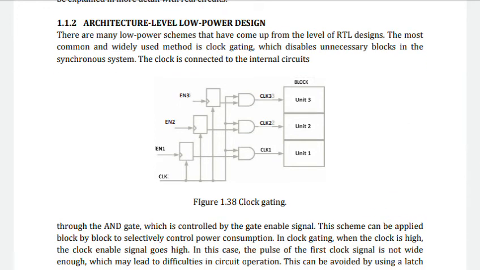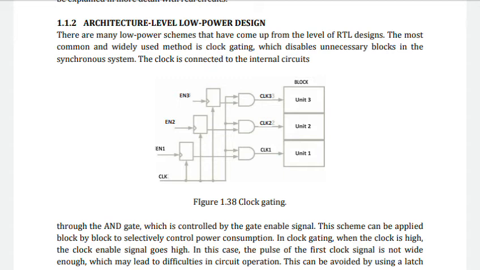Next, architectural level low power design. There are many low power schemes that have come up from the level of RTL, register transfer level design. The most common and widely used method is clock gating, which disables the unnecessary blocks in the synchronous system, so the clock is connected to the internal circuit only when needed. It is a low power scheme for system on chip design.